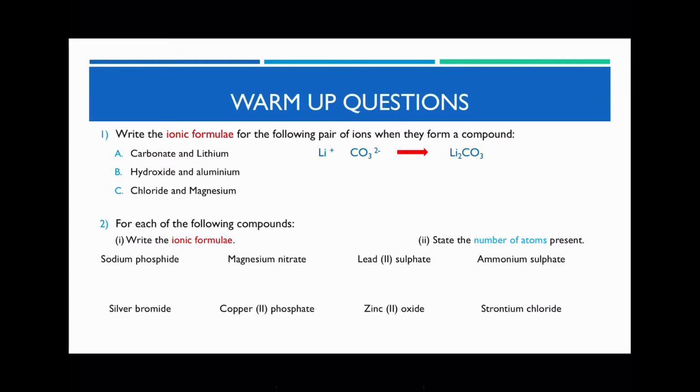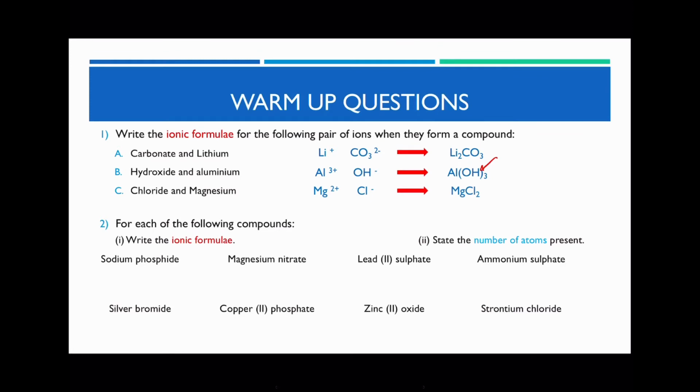Hydroxide is OH minus. Aluminium is Al3 plus. So therefore, use the crisscross method. This now becomes Al bracket OH close bracket 3. The reason, again, why we use brackets is because hydroxide is a polyatomic ion. So polyatomic ions are ions that contain two or more atoms. Chloride is Cl minus, magnesium is Mg2 plus. So therefore, the ionic formula of magnesium chloride will become MgCl2.